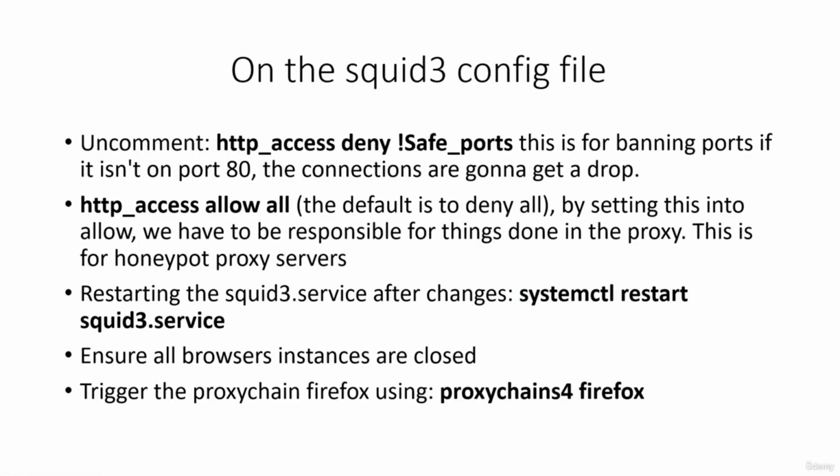Now what you have to do is configure the squid3 file. As previously described, you have to uncomment certain things. Uncomment this one, which is for banning ports. If it isn't on port 80, the connection will get dropped. By default this command denies all permissions. By setting this to allow, we have to be responsible for what is done on the proxy, and this is for honeypot proxy servers.